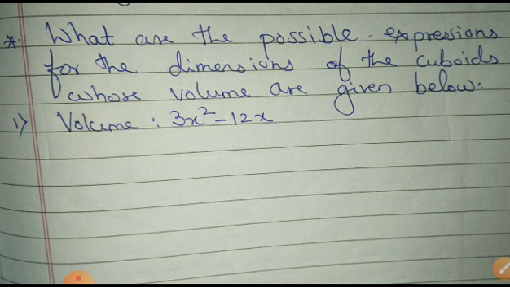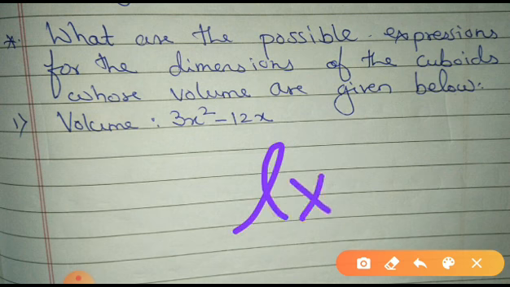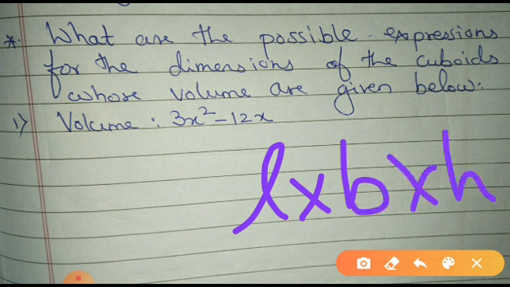Similarly, next question. What are the possible expressions for the dimensions of cuboids whose volume are given below? Now here volume is given to be 3x square minus 12x. Now what is the volume of a cuboid? Volume of a cuboid is always what? It is length into breadth into height. That means I have to get the product of 3 terms. Then I can find the values of L, B and H.